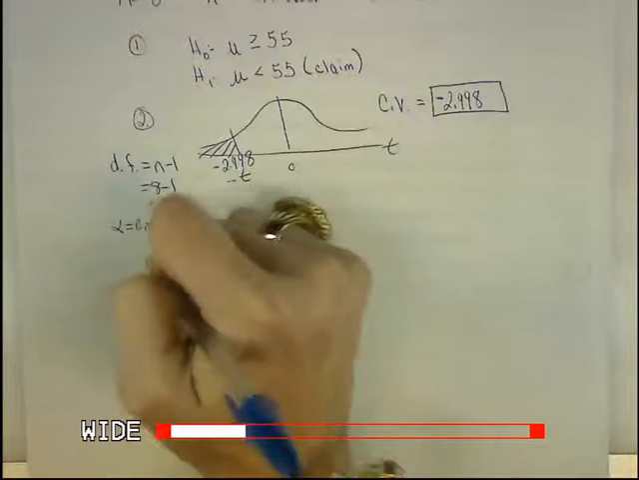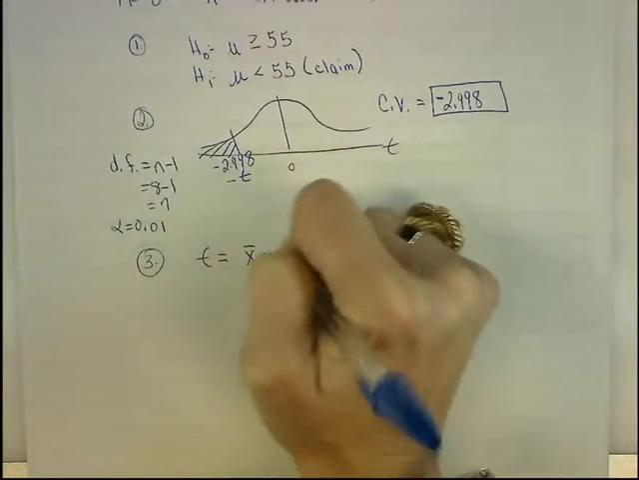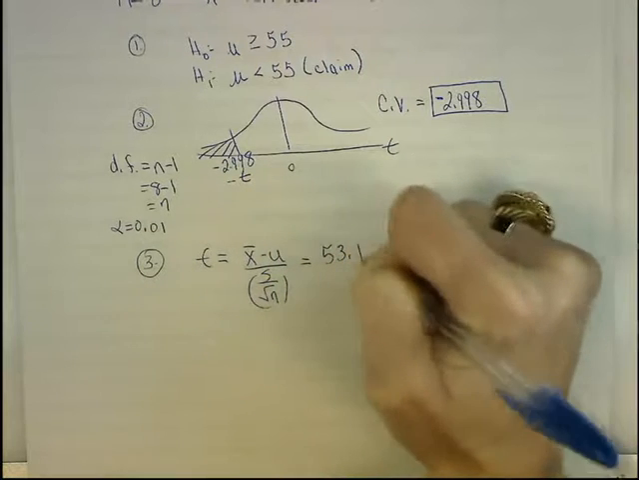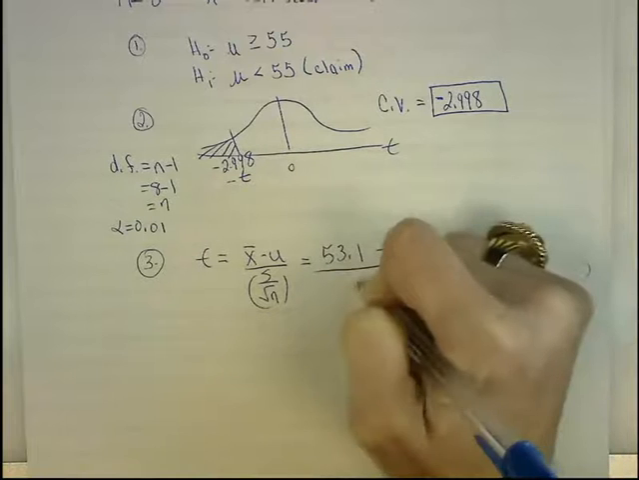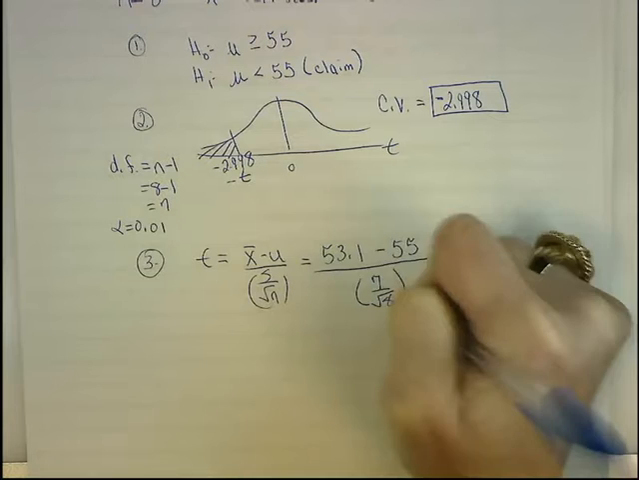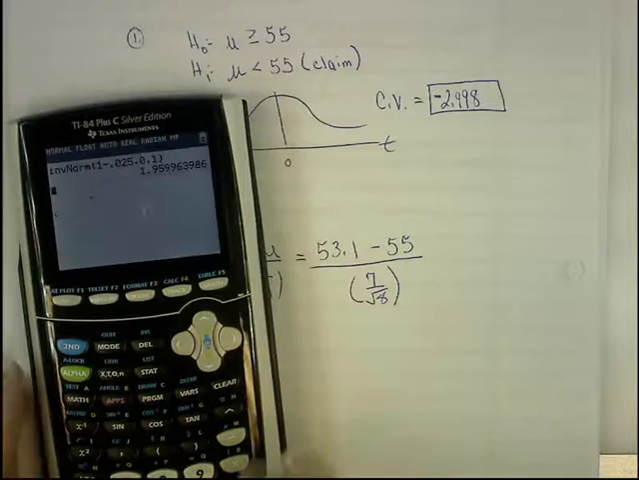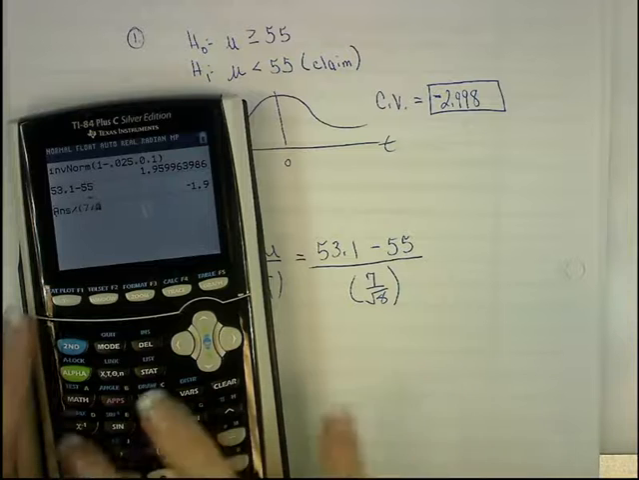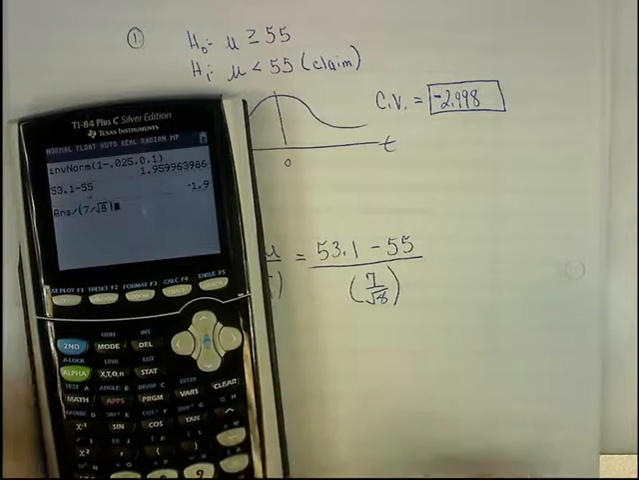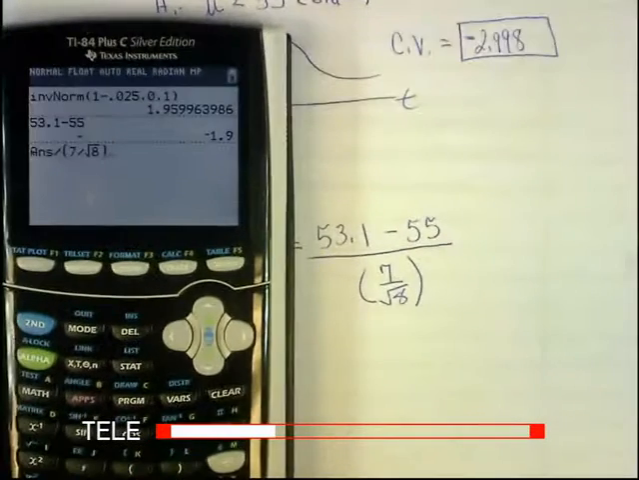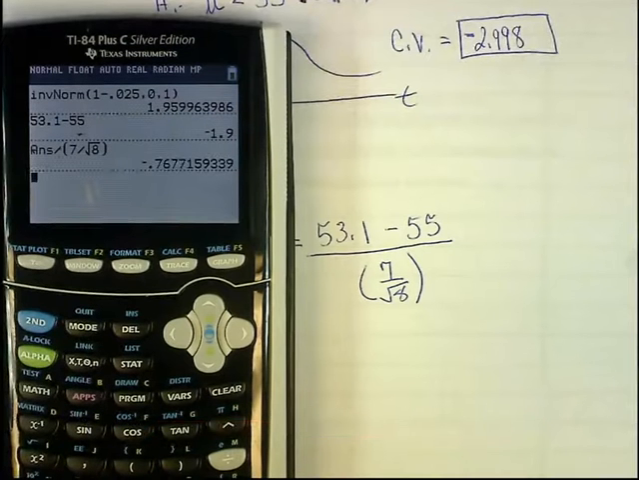Step 3 is the test statistic, and that's x bar minus mu over s over the square root of n. 53.1 minus the claim of 55 divided by s, which is 7, divided by the square root of n. And the test statistic is going to be negative 0.768.